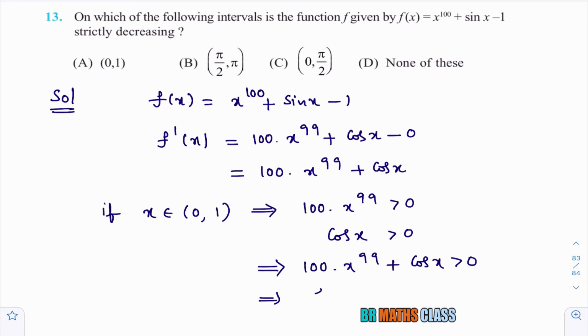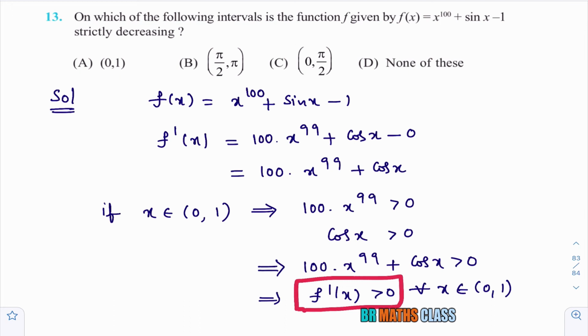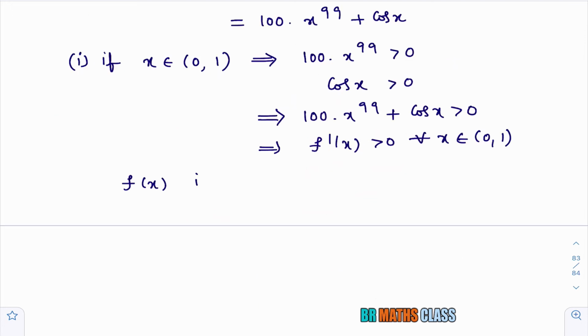What is this? This is f dash of x. F dash of x is greater than 0 for all x belongs to open interval 0, 1. Here I got that f dash of x is strictly greater than 0. That means in this interval the function is strictly increasing, not strictly decreasing. So I'll write here: f of x is strictly increasing on open interval 0, 1.